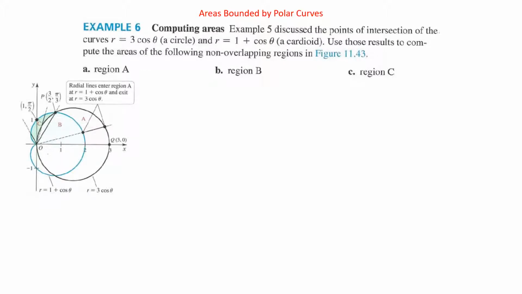Region B, we're going to look at it pretty much the same. Region B is going to be this region right in there. So that one, we don't even need to worry about the circle. That's just going to be the cardioid. And so for the cardioid, we will have, let's see, B will equal 1/2 times the area. We're going to be going from 0 to pi over 3 again. And we're going to be taking the cardioid, which was the 1 plus cosine theta. So I'll have 1 plus cosine theta squared d theta.